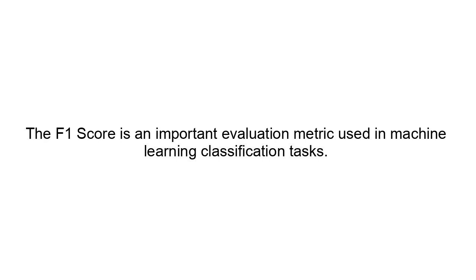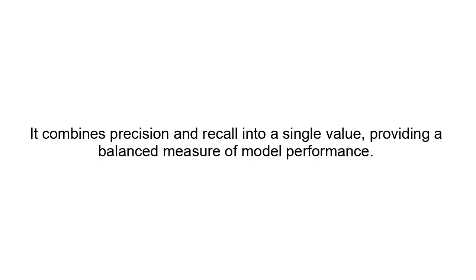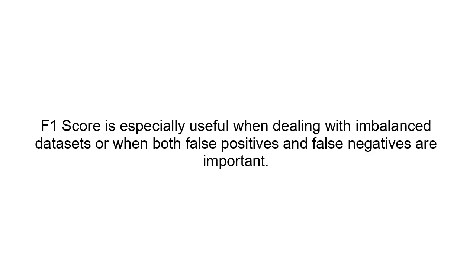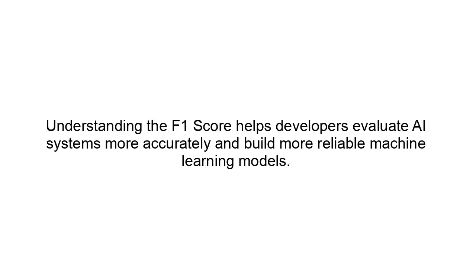Final summary. The F1 score is an important evaluation metric used in machine learning classification tasks. It combines precision and recall into a single value, providing a balanced measure of model performance. F1 score is especially useful when dealing with imbalanced datasets or when both false positives and false negatives are important. Understanding the F1 score helps developers evaluate AI systems more accurately and build more reliable machine learning models.